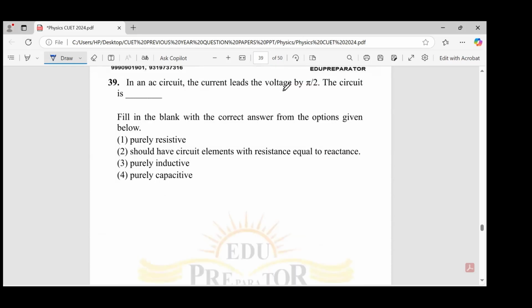Now again remembrance based question, current leads. So without looking left and right, current leads by 90 degrees. So it means it is a pure capacitive circuit.